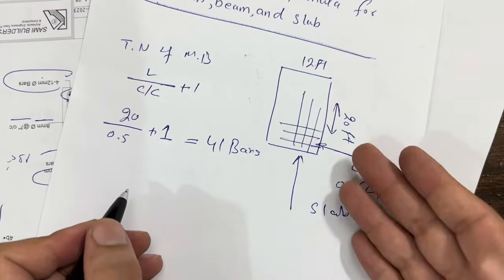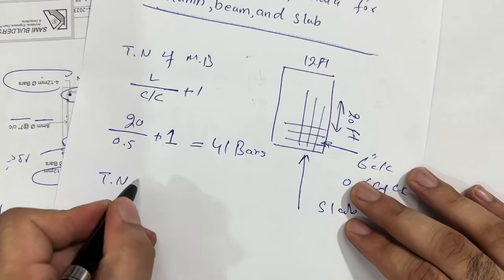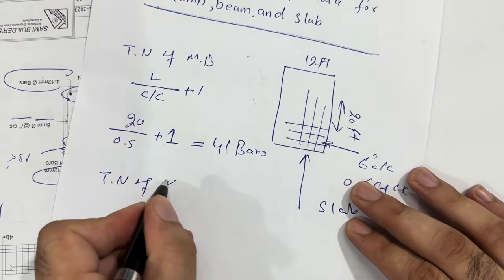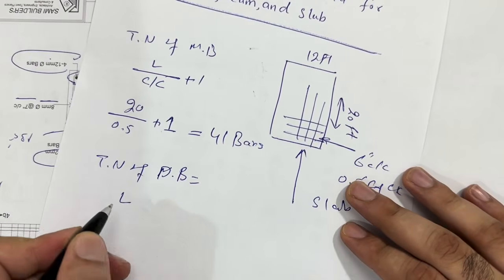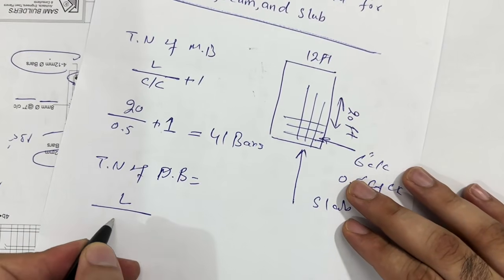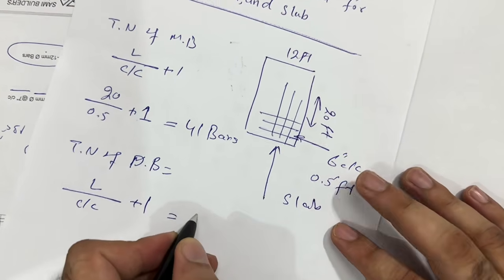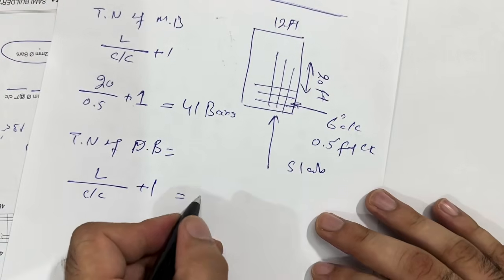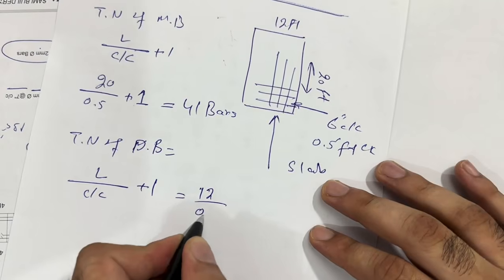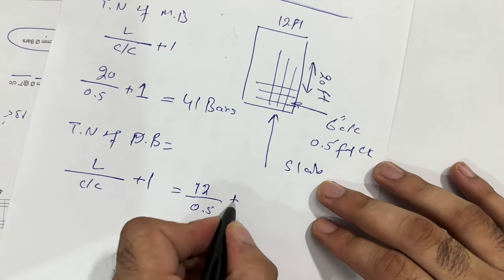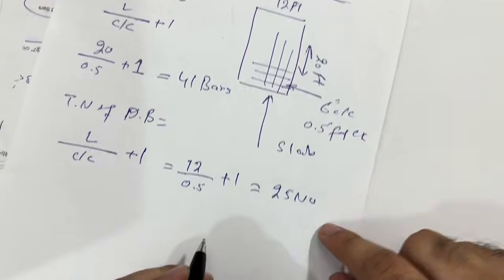Same if you require to find the total number of distribution bars. Main bars I did already. So here, length divided by spacing center to center plus 1. Same, guys, here the length is 12 feet. So 12 feet divided by 0.5 feet, which means 6 inches, plus 1. So we require 25 distribution bars.